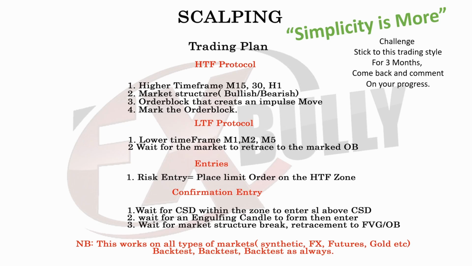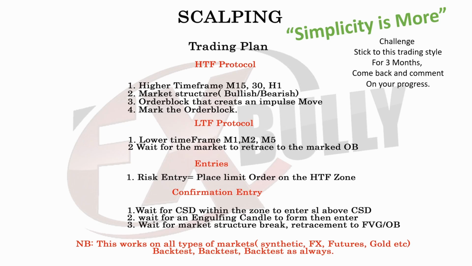We have a higher time frame protocol. Then we have a lower time frame protocol. In the higher time frame protocol, we have our higher time frames: M15, M30, and H1. What we are looking for is our market structure, simple market structure, whether we are bullish or bearish. Then the next thing that we are looking for is an order block that creates an impulsive move, and we mark that order block. Then we drop to a lower time frame.